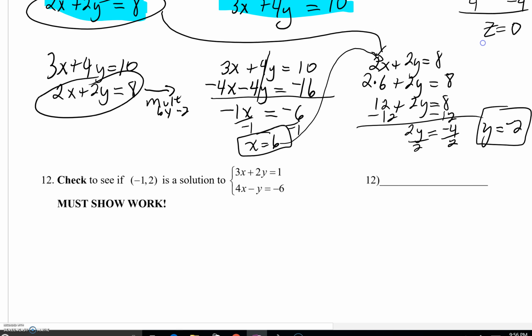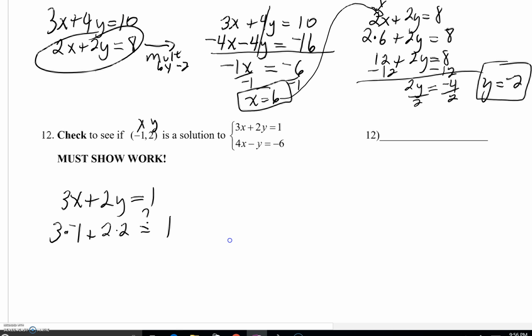Finally, on this page, again, you have equation 1 and you have equation 2. You have to see if that point, -1, 2, solves both equations. When it says show work, on the test, you need to show steps by plugging in the x and the y values, checking to see if this really holds true. I'm doing that. 3 times -1 is -3. 2 times 2 is a 4. Is -3 plus 4 equal to 1?